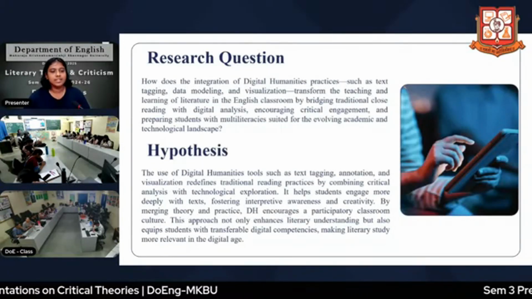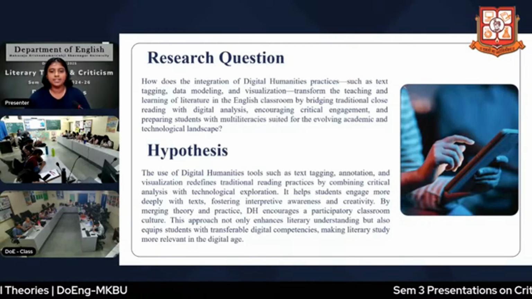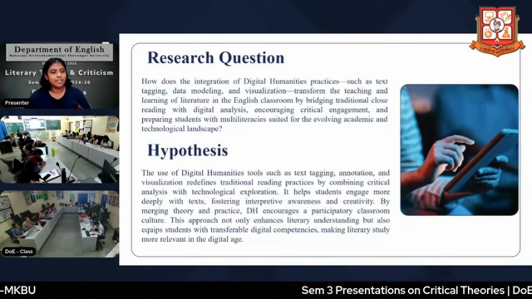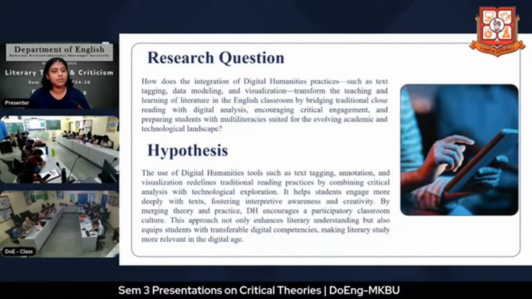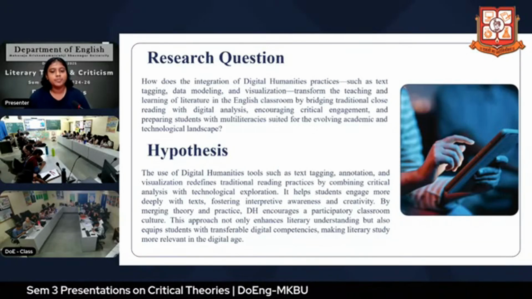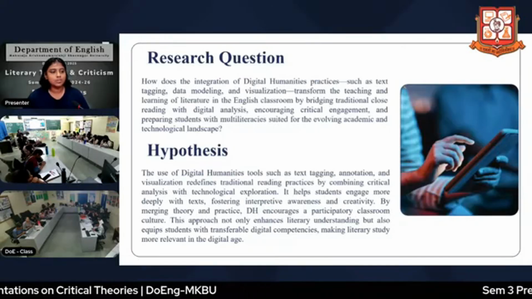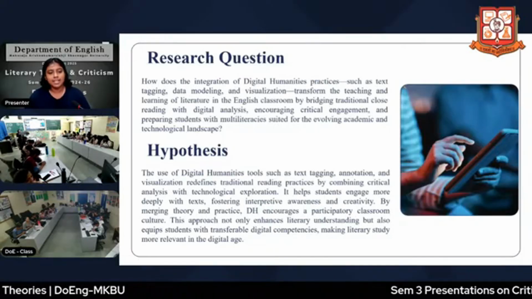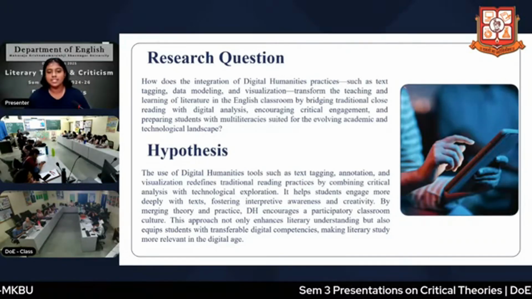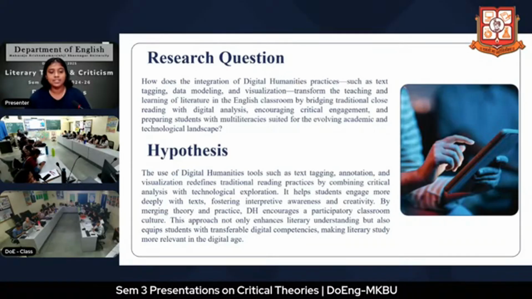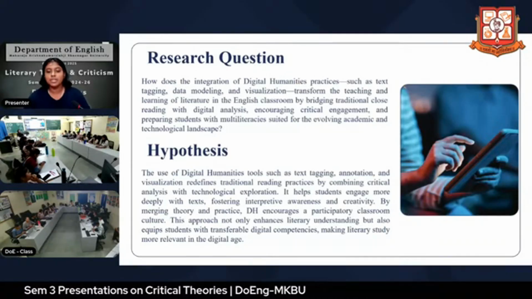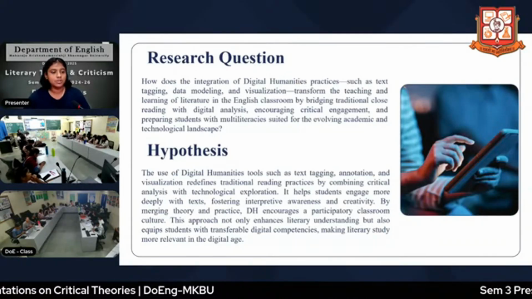How does the integration of digital humanities practices such as text tagging, data modeling, and visualization transform the teaching and learning of literature in the English classroom? By bridging traditional close reading with digital analysis, encouraging critical engagement, and preparing students with multi-literacies suited for the evolving academic and technological landscape.